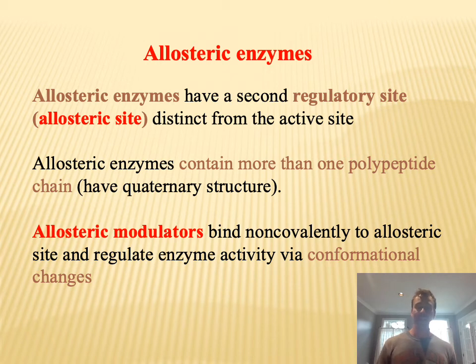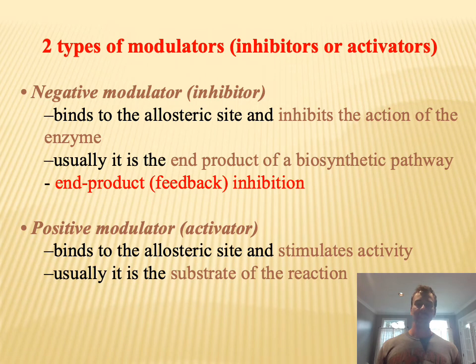So allosteric modulators bind non-covalently to this allosteric site, and they can regulate the enzyme activity via conformational changes. There are two types of modulators. It can either be an inhibitor or an activator. So the negative modulator or the inhibitor binds to the allosteric site and inhibits the action of the enzyme. Usually that inhibitor is the end product of the biosynthetic pathway, providing feedback inhibition.